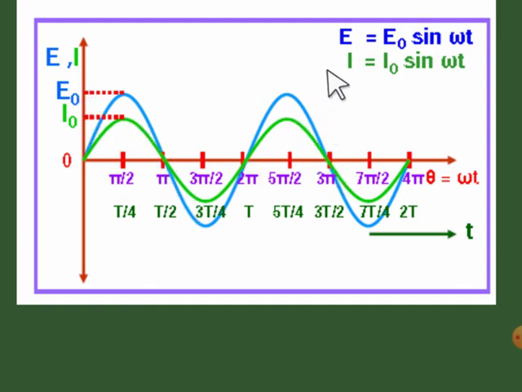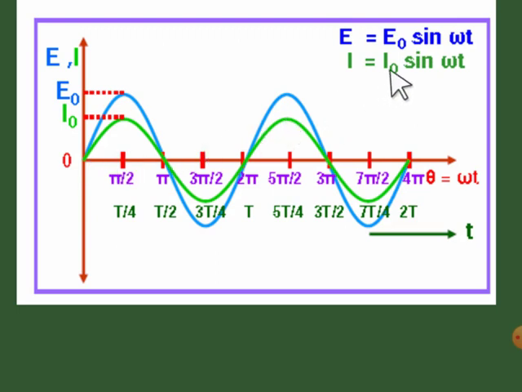When E is equal to E naught sine omega t, at time t equal to 0, omega t will be equal to 0. Sine 0 is equal to 0, so E will be equal to 0. At the origin, E will be 0. Likewise, I also will be equal to 0, as omega t is 0. So both E and I will be at the origin.